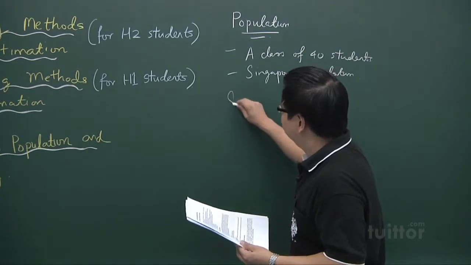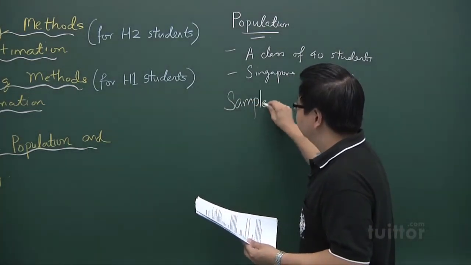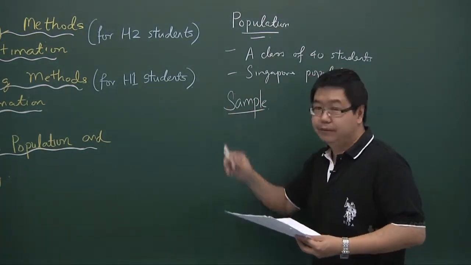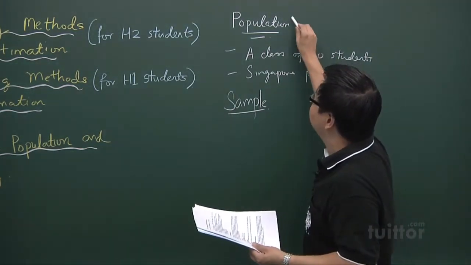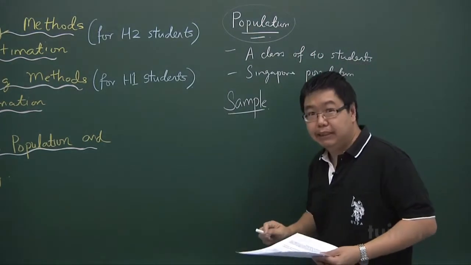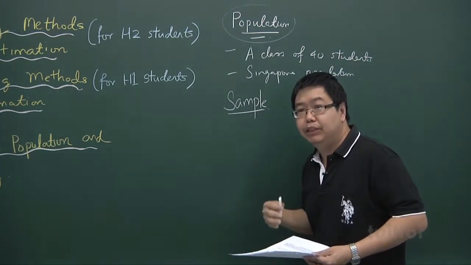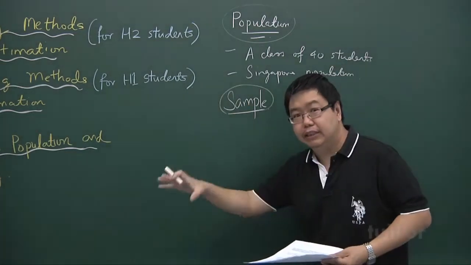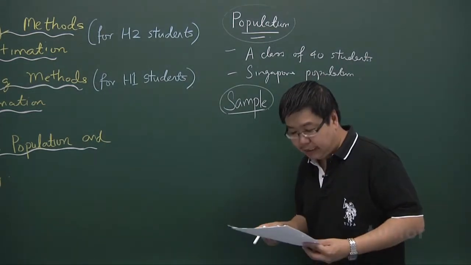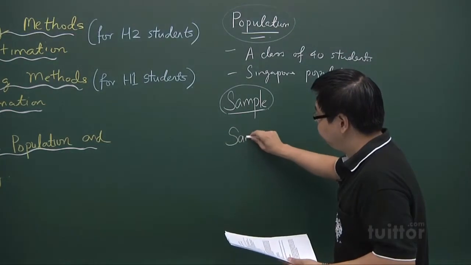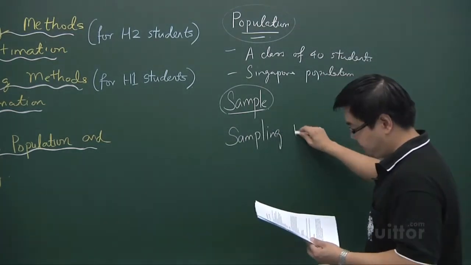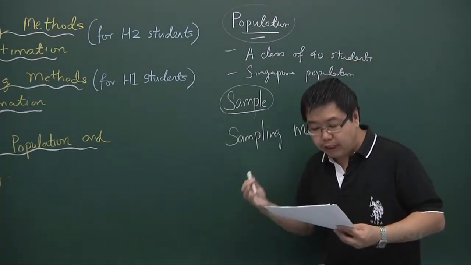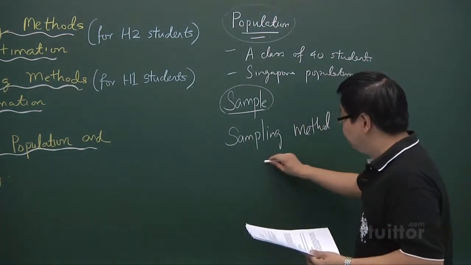Now sample is another term that you must know. Sample is basically what we call a subset of the population. And why do we need to study this sample? Because in general, we have a problem in identifying every single person in the whole population. That means we are unable to actually access every single member. So what we can do to simplify the situation is to take just a subset of this entire population to study. And sampling method is basically the process or method of drawing a sample in order to make statistical inference.